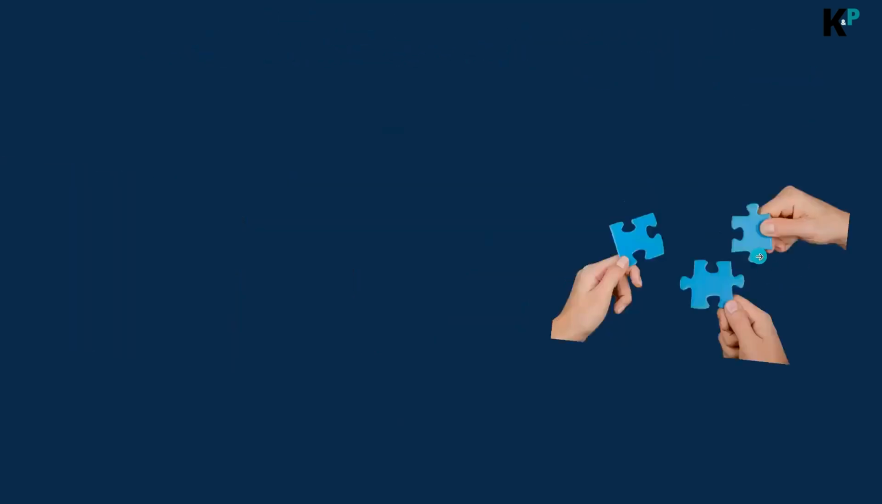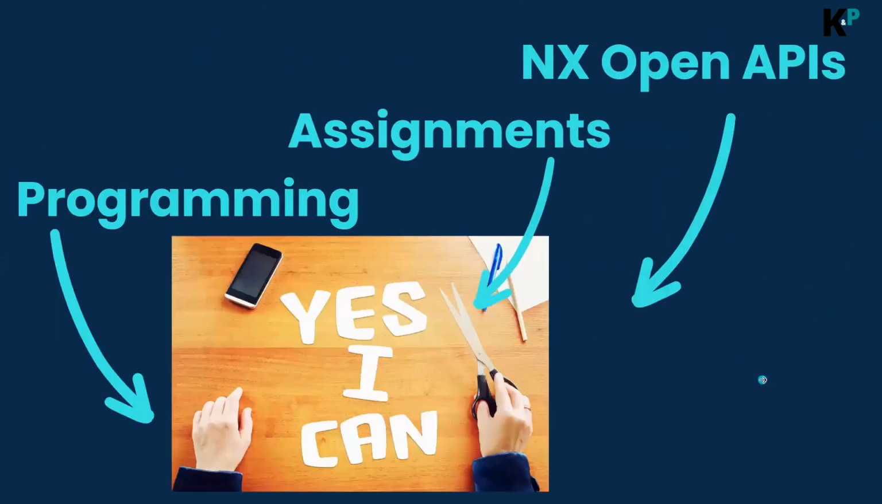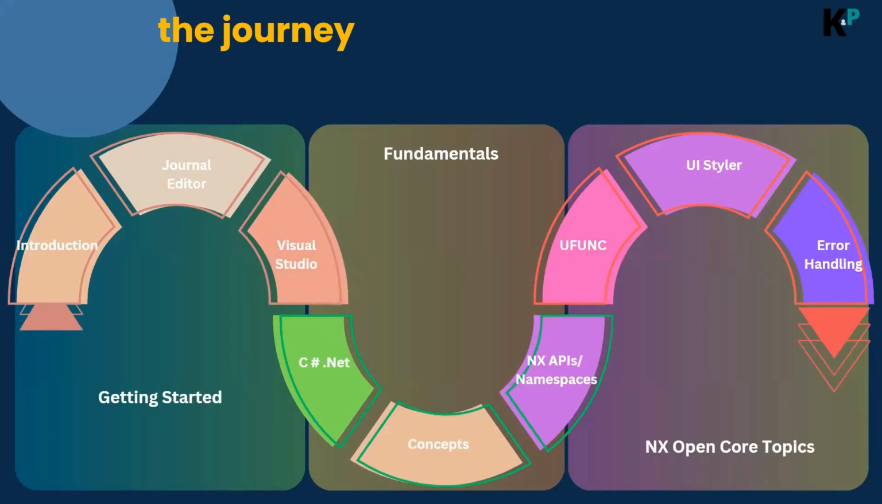So in short, in summary, how you can adopt this skill set is learning a programming language, then learning NX Open APIs, and at the same time doing assignments on it. Assignments help you improve your hands-on on the programming as well as NX Open. And there is a journey that I have crafted so that you can follow it and become a knowledgeable NX Open engineer from a novice.